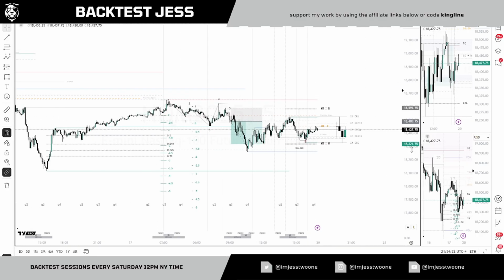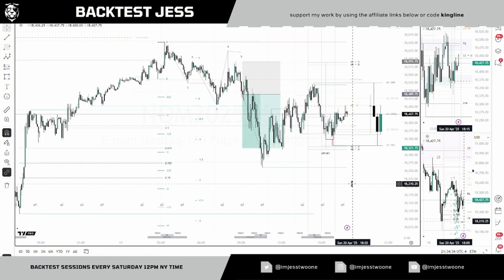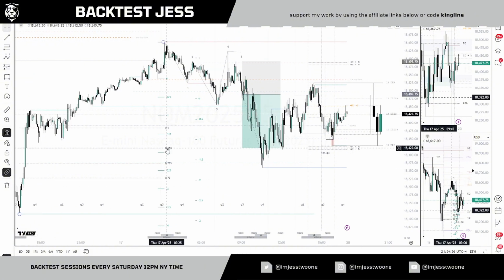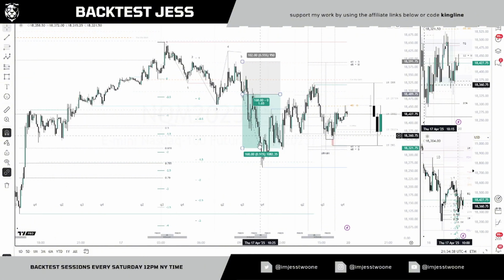GRC, sometimes I get the feeling you're not listening. This was my target right here. It made it to target. This was the trade.